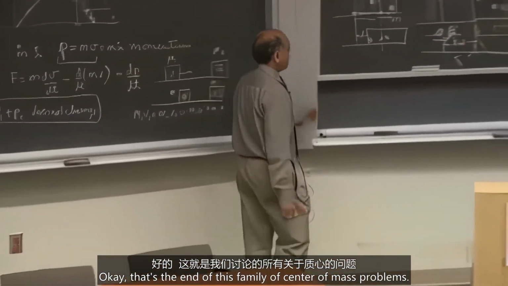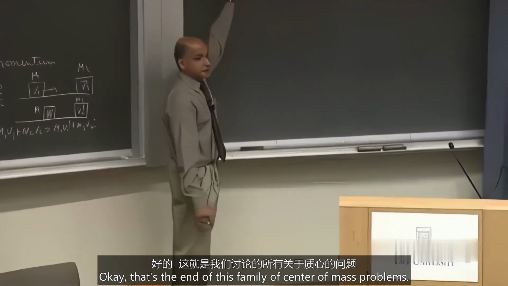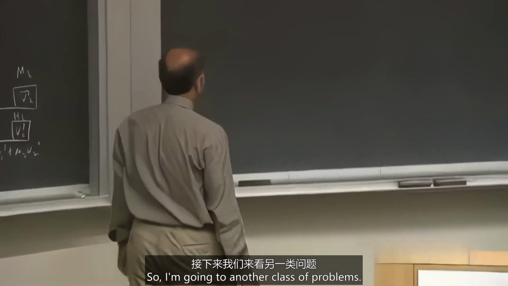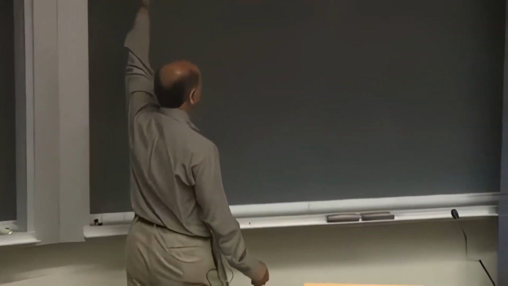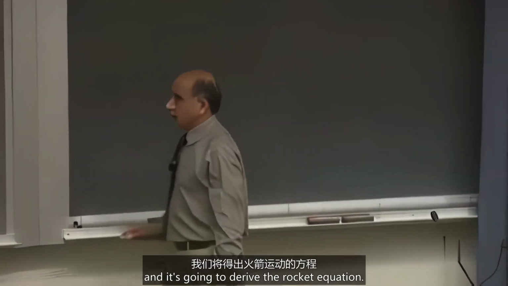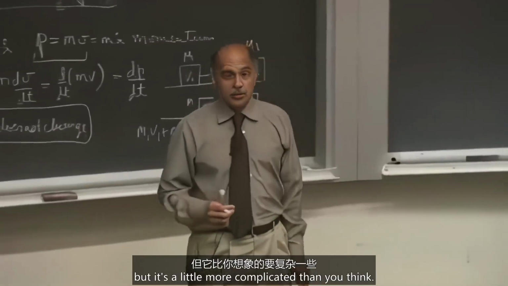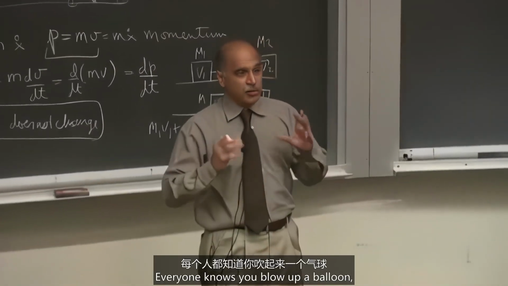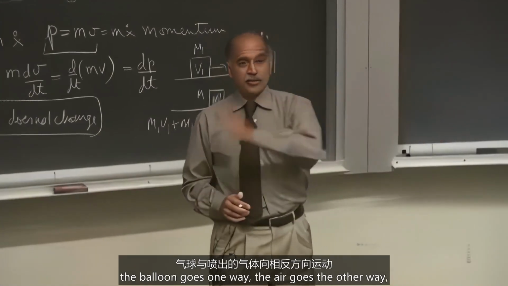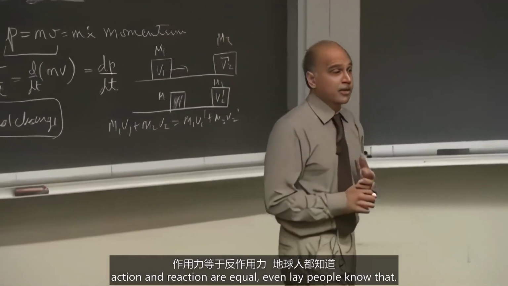Okay, that's the end of this family of center of mass problems. So I'm going to another class of problems. This involves a rocket. I'm just going to derive the rocket equation. Rocket's something everybody understands, but it's a little more complicated than you think. Everyone knows you blow up a balloon, you let it go, the balloon goes one way, the air goes the other way, action and reaction are equal. Even lay people know that.